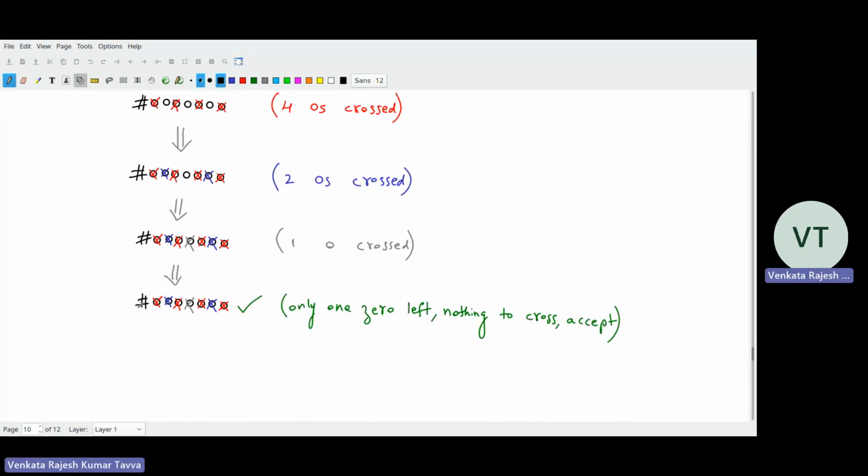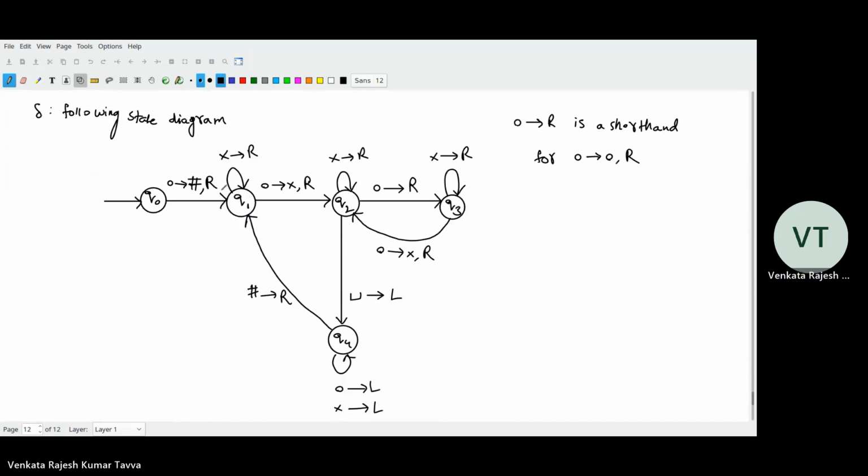So when do I accept? I see a hash and all the remaining zeros are crossed. And I see blank symbols here. Yes. If you are in Q1, you skip all the cross symbols, keep moving right. At some point, you will see a blank symbol. Then you accept the string. Okay. So I accept when I see a blank, and I can go right or left. It doesn't matter. Okay. When do I reject the string?